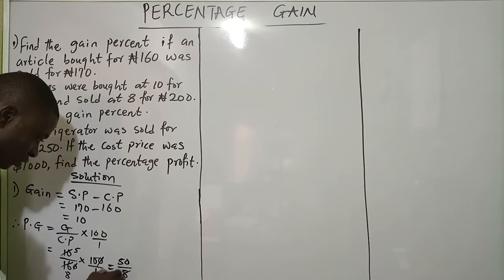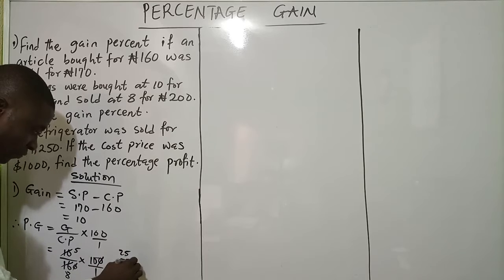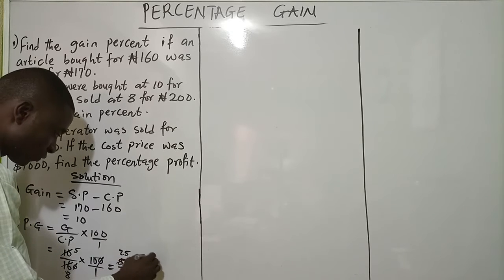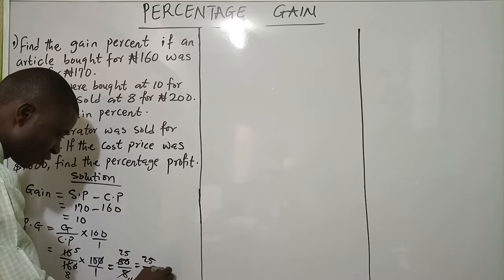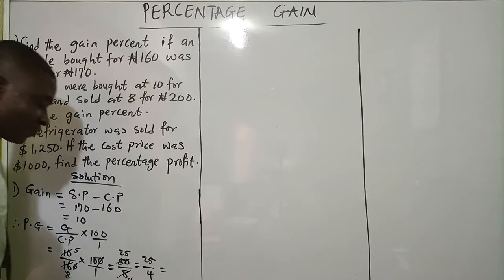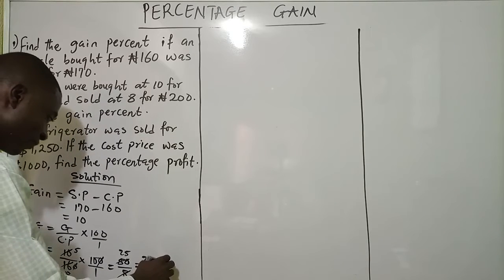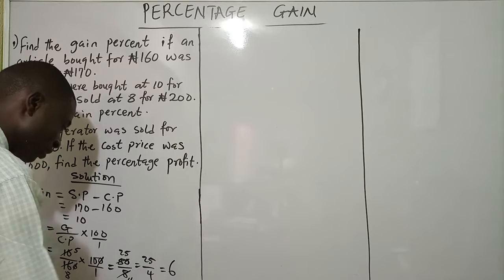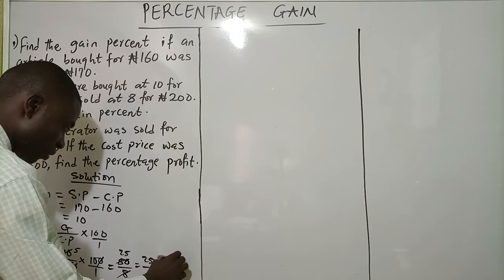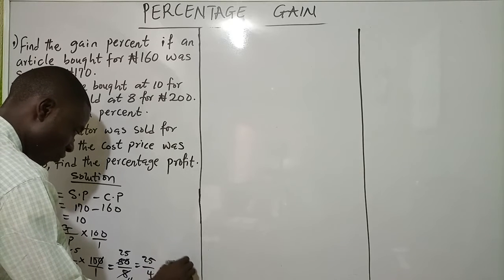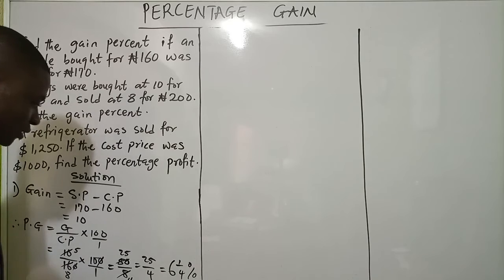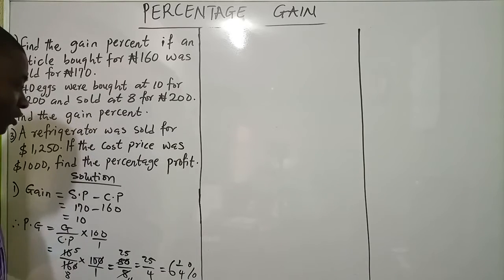That is 8. 2 can go here: 2 into 50 is 25, and 2 into 8 is 4. So that gives us 25 over 4. How many 4s do you have in 25? That is 6. So that is 6 whole number, remainder 1 over 4 percent. That is it. So very simple.